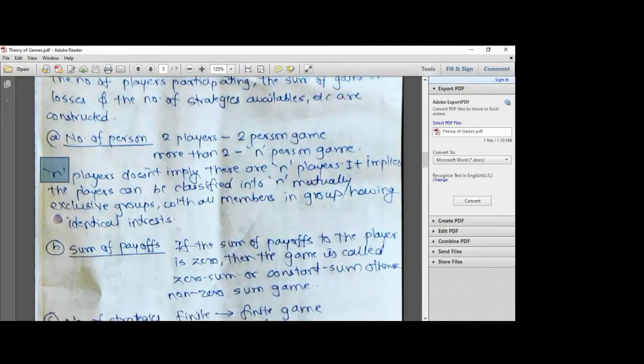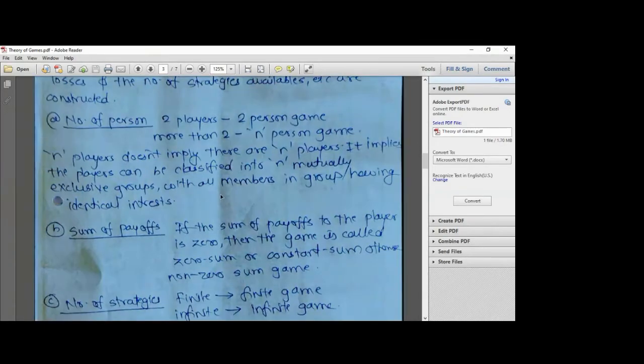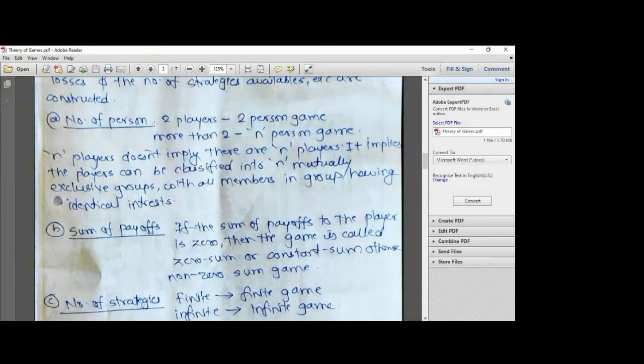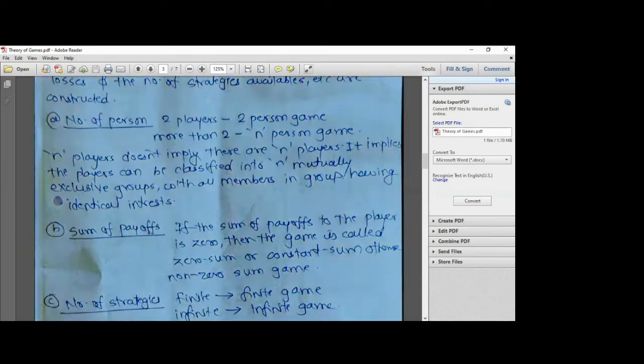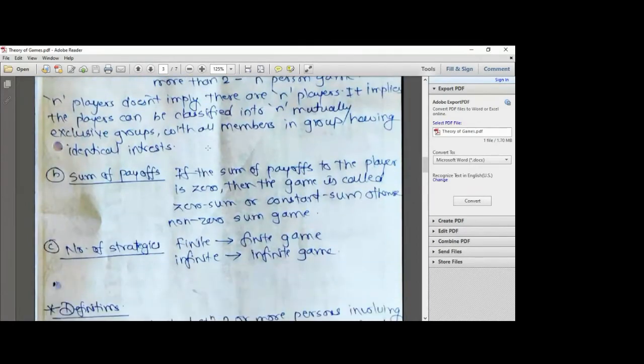So the groups of identical interest are made, and the number of groups is nothing but your value of n. We can say that it is a two-player game, it can be a three-player game, but when we say it is a three-player game, it suggests that there are three groups. In two-person games, one will be playing for one decision and the other for the other decision. So there are two groups here, so that is a two-person game. If there are three groups, and every group is representing some identical interest, the game can be called a three-person game.